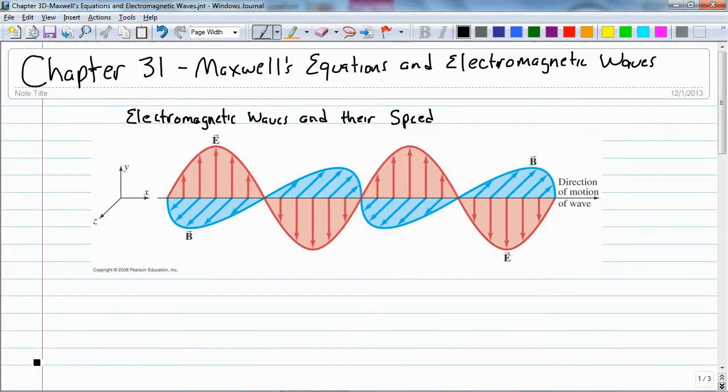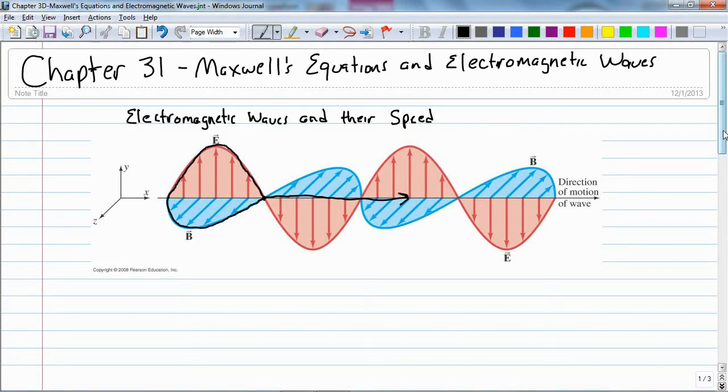One way that we can represent electromagnetic waves is having the electric field in one direction. In this case, we've got it in the y direction, and the magnetic field in the z direction. So they're 90 degrees apart from each other. This may or may not happen at 90 degrees, but in this case we're doing an idealized situation. And the direction of motion is along the x-axis.